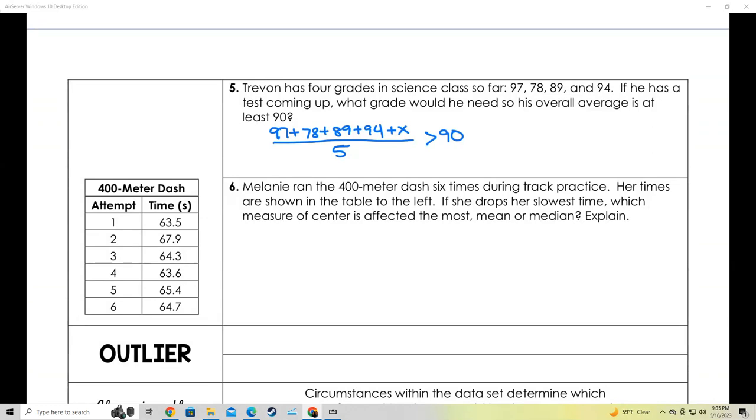Let me go ahead and add up those numbers on the top. When you add up those numbers, we get 358 plus X divided by 5 is greater than or equal to 90. What makes this problem so difficult is that divided by 5. So let me get rid of that divide by 5 by multiplying by 5 on both sides. And I'm running out of space, so let me finish it up over here. That's going to give me 358 plus X needs to be greater than or equal to 450. I'm going to subtract 358 from both sides.